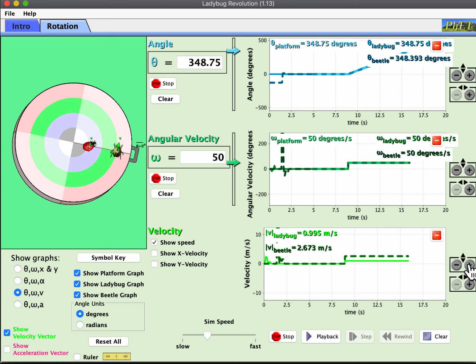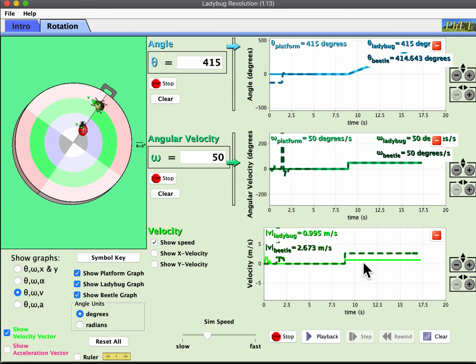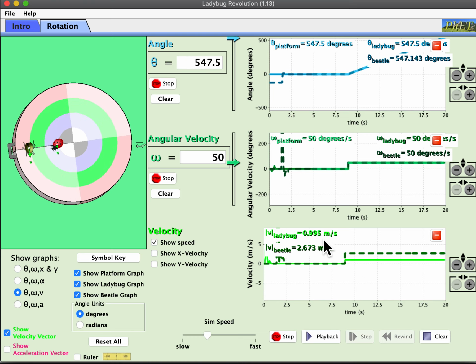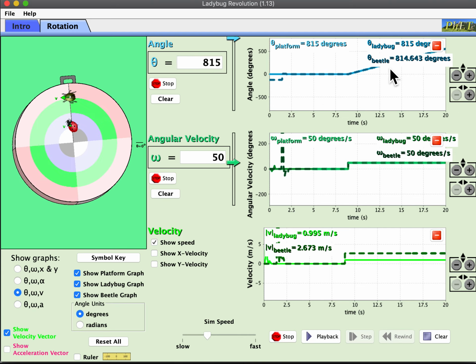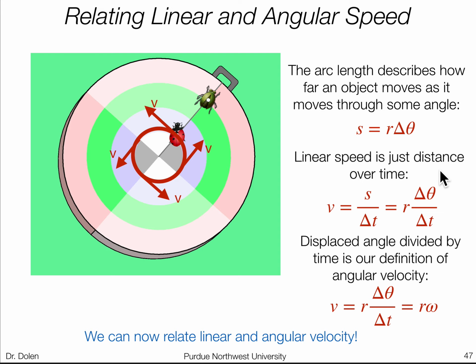But I can also note here, if I zoom in, that the ladybug and the beetle have different linear velocities. The ladybug is moving at 0.995 meters per second, where the beetle is moving much faster. It's moving at 2.673 meters per second. Okay, and you also know that the angle of both is the same at all times. I've got constant slope here corresponding to a constant angular velocity. Okay, so back to our presentation. So you can see we're going to now be able to relate linear and angular velocity, and in general, the further you are out on a spinning object, the faster you're going, right?